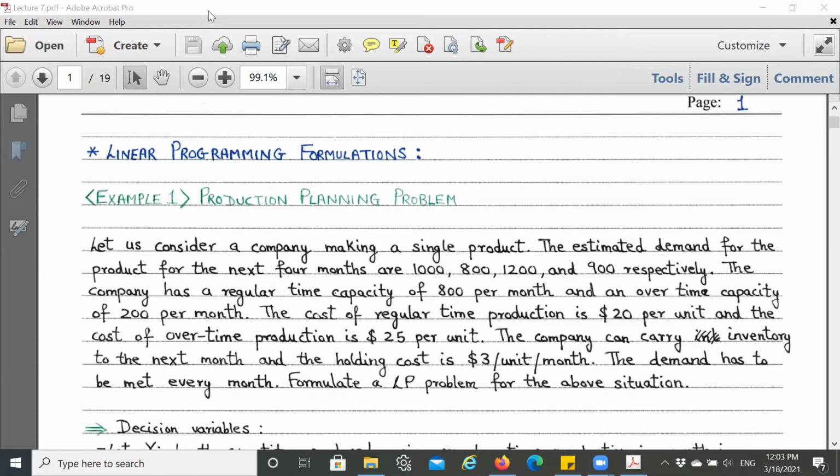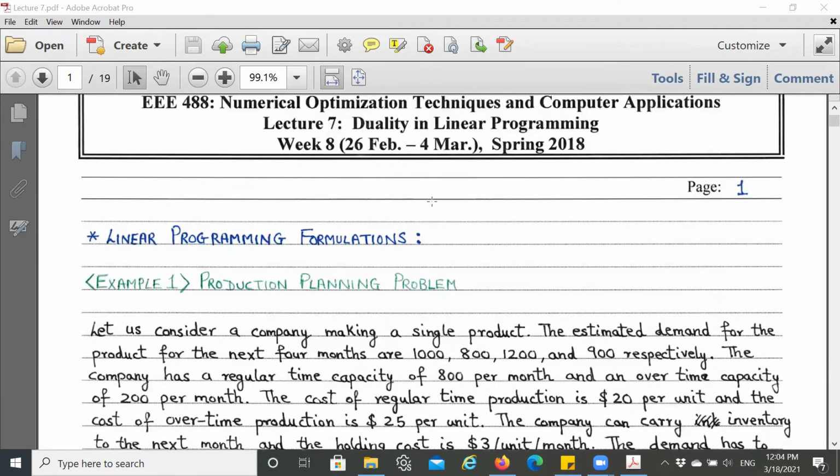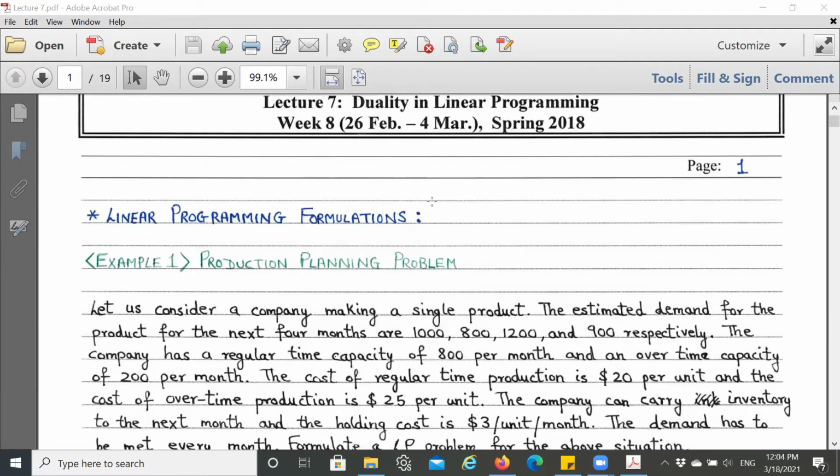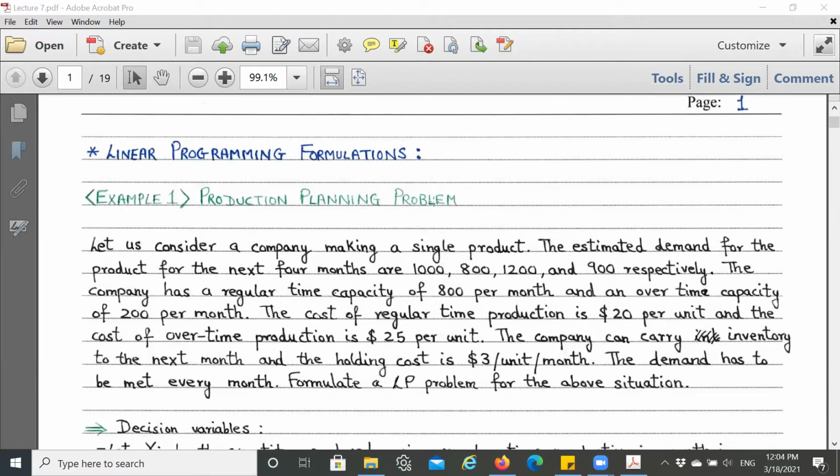Okay, today we'll be talking about a very important topic, and that is duality in linear programming. So please listen carefully and pay attention to what we'll be discussing today.